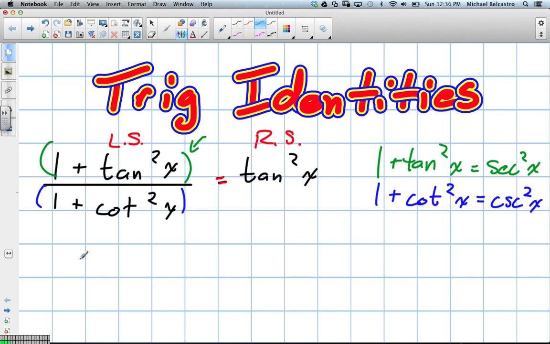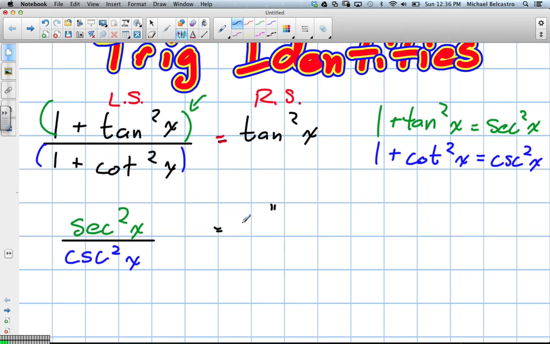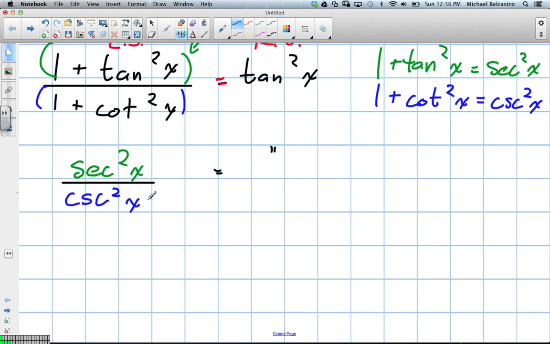So the one on top now becomes secant squared x divided by, and on the bottom we have cosecant squared x. Now, again, they don't tell you that you have to continue to write out the right side. I'll probably keep it in mind. For now, we'll just kind of put a redundancy thing here. So we have secant squared x over cosecant squared x, okay?